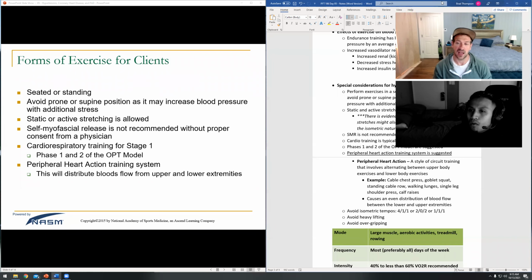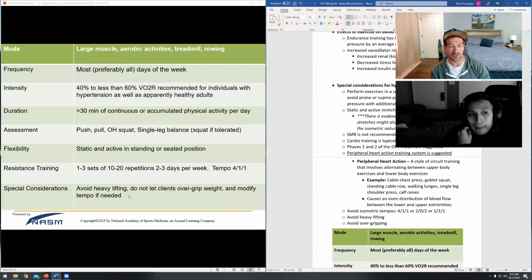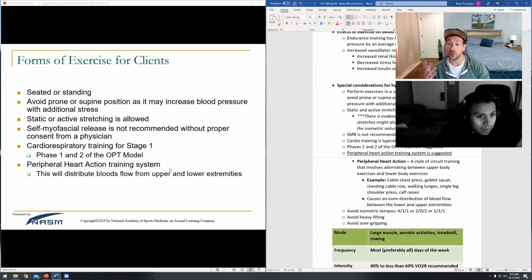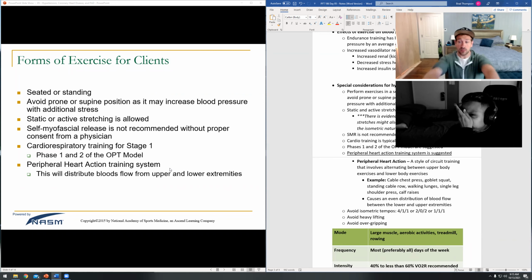One of the things we're going to see is we're also going to modify our tempo. Our lifting tempo is going to go 4-1-1 instead of 4-2-1 like we've seen previously. So we're actually just going to never take a pause when we're lifting. We can move nice and slow, but we don't want big, long pauses. Planks are also pretty inappropriate for clients with hypertension. Wall sits are definitely something we're avoiding. Anything where they're holding in one position, that's the kind of stuff we're trying to avoid.